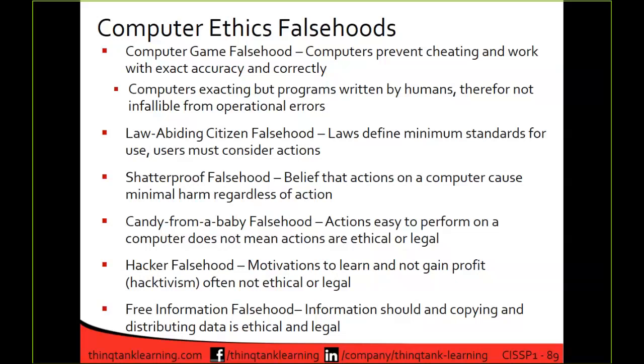The candy from a baby falsehood. Actions easy to perform on a computer doesn't mean the actions are ethical or legal. All right? Just because something is easy to do doesn't mean it's right. The hacker falsehood. Motivations to learn and not gain profit. Hacktivism, often not ethical or legal. So you might have an individual that says, well, yeah, I broke into this computer system, but the ends should justify the means. In other words, my goal was to make sure that this company wasn't cheating people.